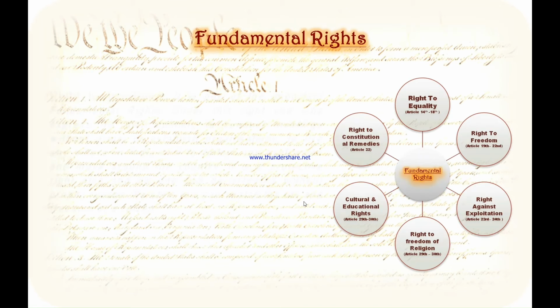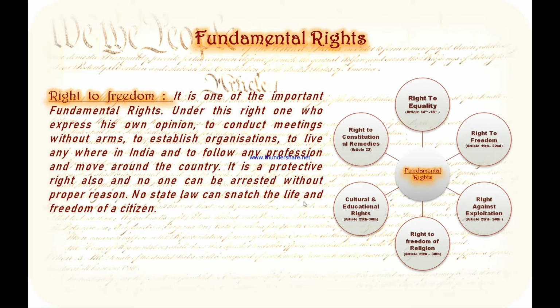The next right is the right to freedom. It is one of the important fundamental rights. Under this right, one can express his own opinion, conduct meetings without arms, form organizations, live anywhere in the country, follow any profession and move around the country. It is a protective right also, and no one can be arrested without proper reason. No state law can snatch the life and freedom of the citizens.